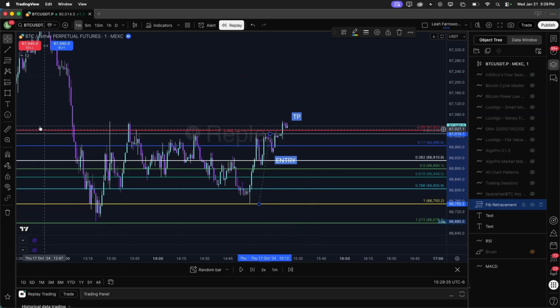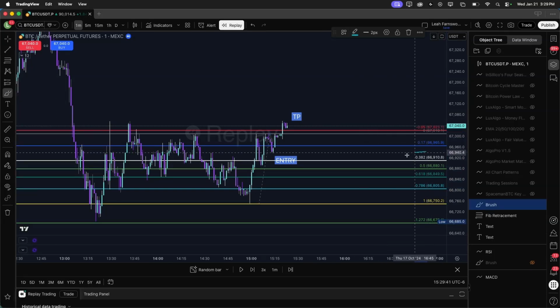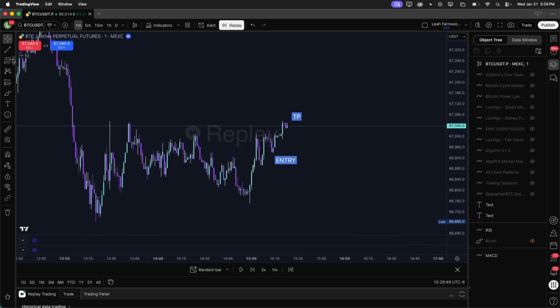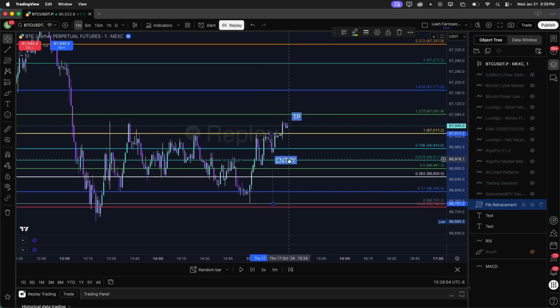I don't know why people get so fussy about this in the comments. You're just flipping 0.382 and 0.618, okay? To draw the fib the correct way. Back to my correct way so I can see my take profit levels. And 0.618 for entry, TP at 1.272.